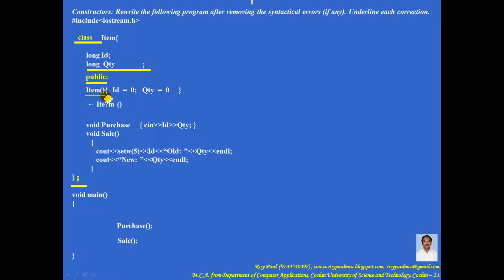Now here no mistake. Inside a constructor, data members are initialized, no mistake. After quantity is equal to 0, semicolon is missing. So I need to insert the semicolon and underline. Yes, it is done. Semicolon inserted and underline the area where you made the correction.